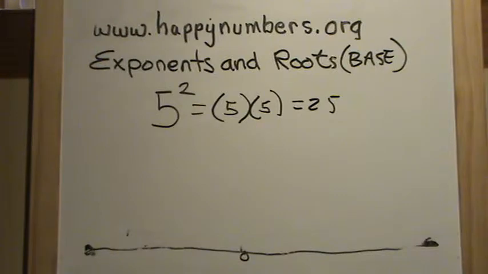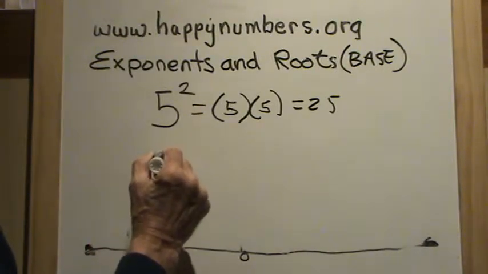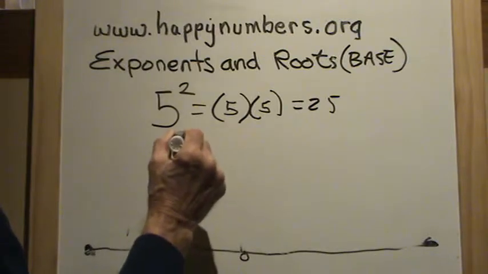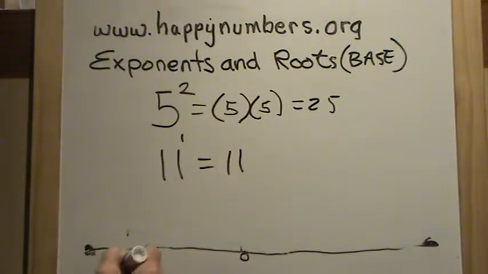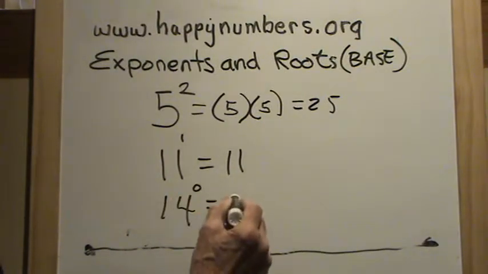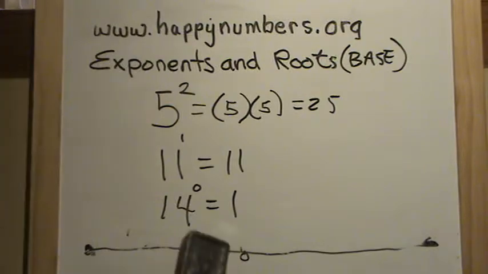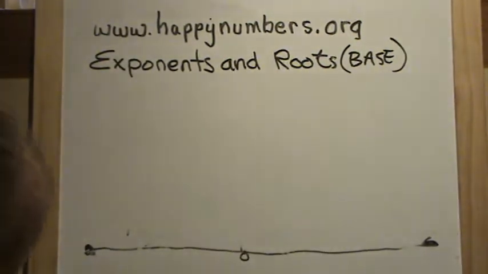And we also learned that you could have a number like 11 to the first power, and that's equal to 11. Or we could have 14 to the 0 power, and we learned that that equals 1. So we're going to evaluate some of these expressions today and work with some others.